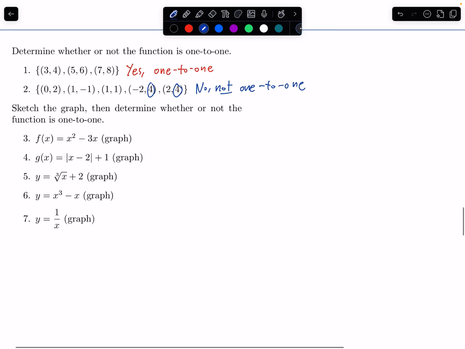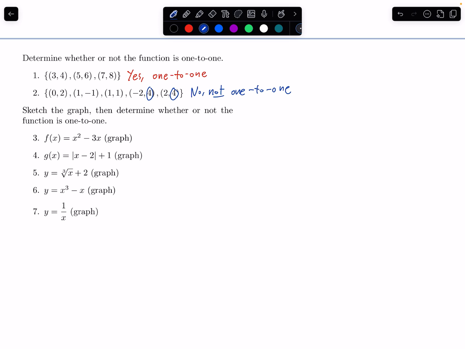Okay, moving on to numbers 3 through 7. For these guys, we're going to sketch the graph and then determine whether or not the function is one-to-one. Starting with number 3, I've got f of x is x squared minus 3x.